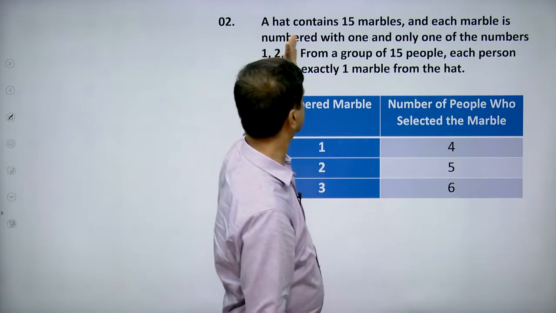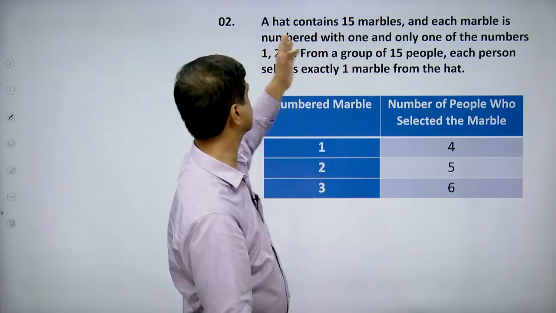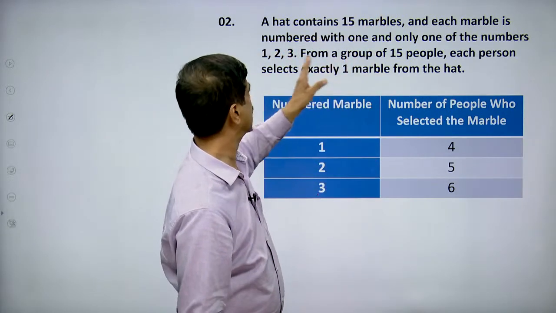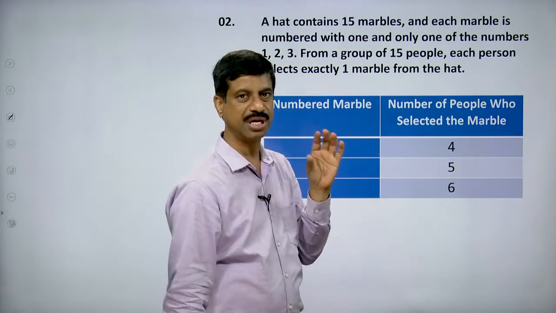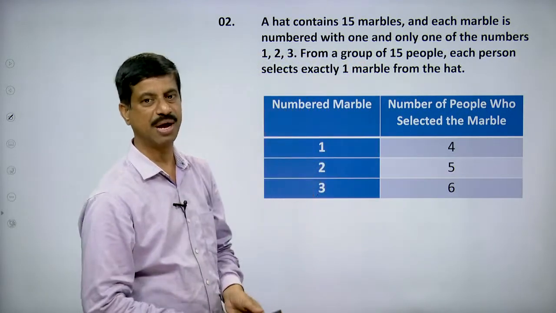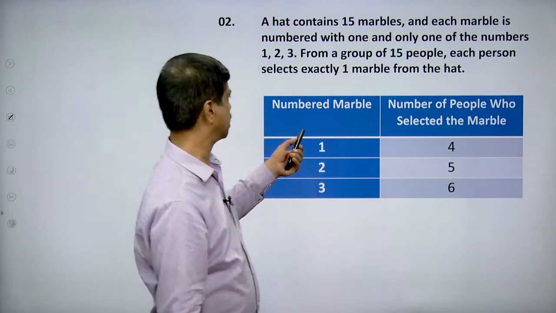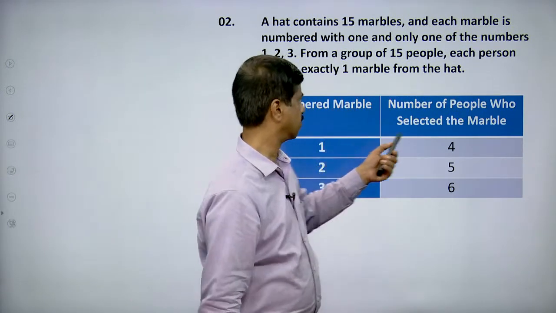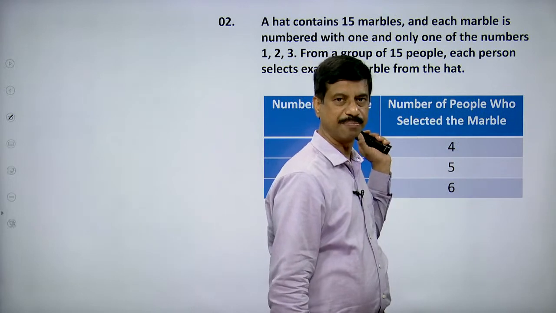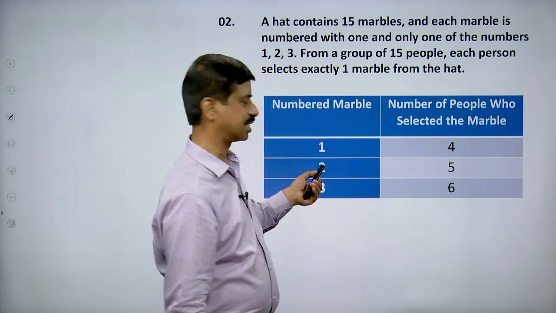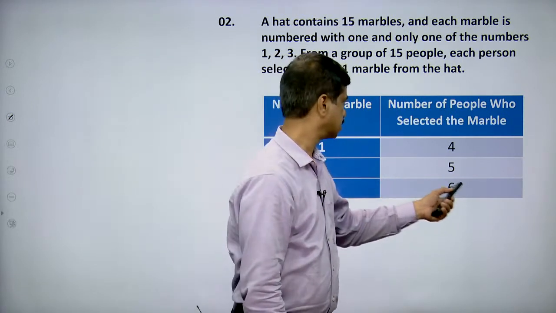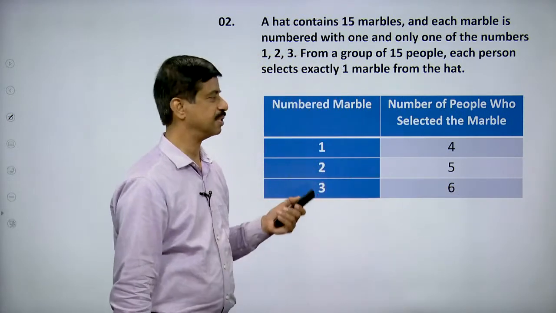And how many hats are there? One hat consists of 15 marbles. A hat contains 15 marbles and each marble is numbered from 1 to 3. So 15 marbles will be there in one hat. With number 1, 4 people selected. There are 5 people who selected number 2 and 6 people who selected number 3.